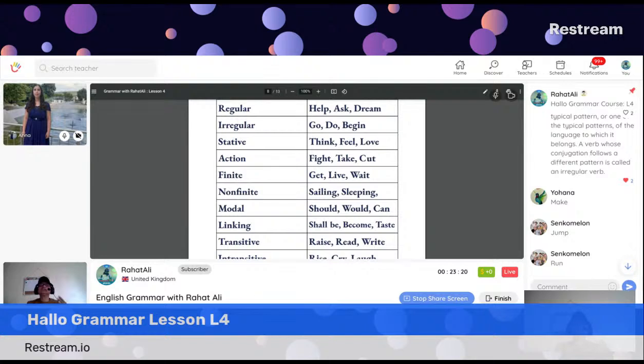Yeah, when your body moves, when you're taking any actions like jump, your body moves, making your something, like you're making, are you making a cup of tea for me? No, I'm not, for example, yeah? Do you like to run? Yeah, don't run on the hot sun, for example. Fight, take, cut.